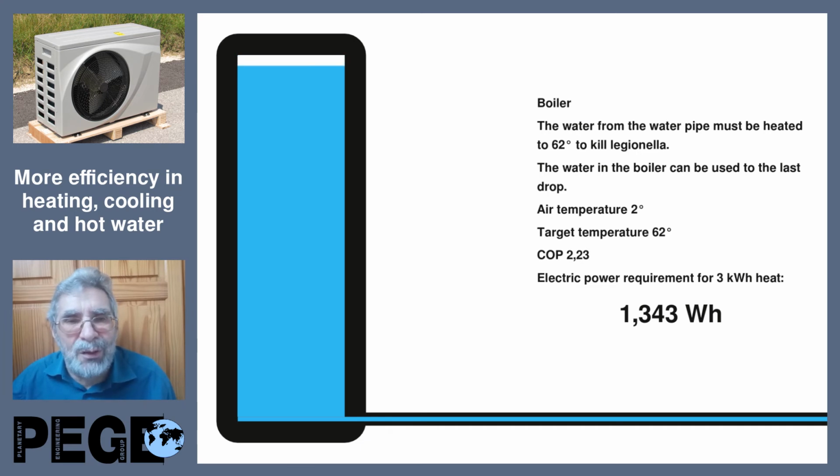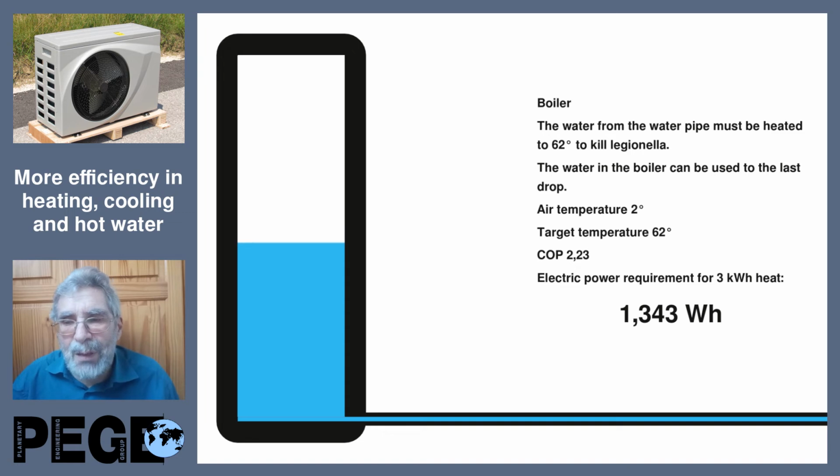Now, domestic hot water. There are several different methods to prepare domestic hot water. Most common is the boiler. There is water from the water pipe. This water is warmed up to 62 degrees Celsius. Why 62? This is the Legionella killing temperature. Hot water systems should be free from Legionella because it's a dangerous bacteria. And so we have to kill the Legionella with 62 degrees Celsius.